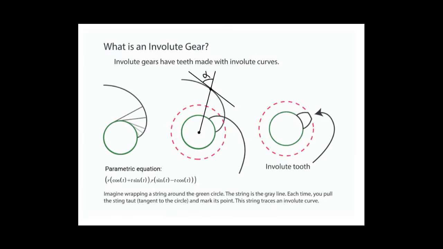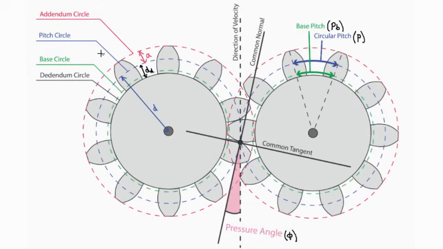To get started, involute gears have teeth made by involute curves. Involute curves are defined by what we would call the base circle in this context. The most fundamental aspect of any spur gear is its pitch circle. Notice how the pitch circles of these two gears, the dotted blue lines, converge together in the middle, and they're tangent to each other at this point, known as the pitch point.